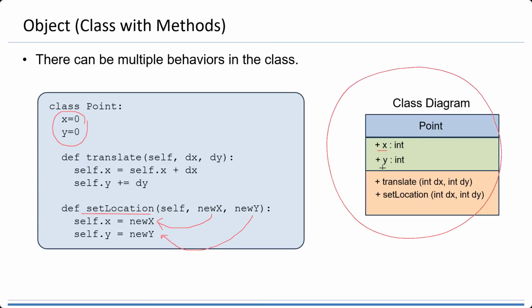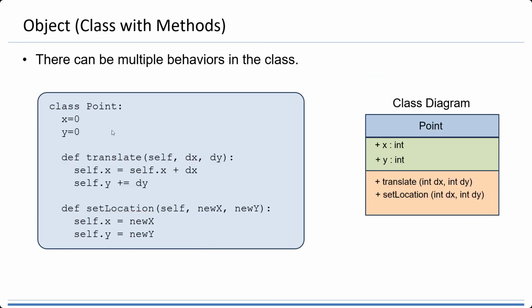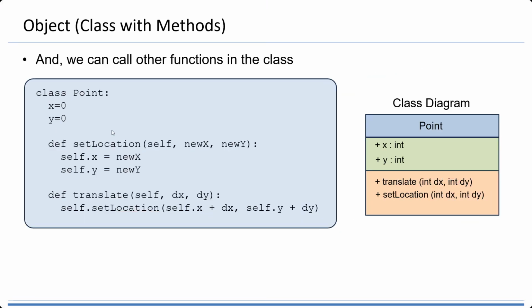The variables are x and y. Now we have the method translate, where there are two parameters, dx and dy, and those two are integer. Set location. So this is the name of the method, and we have two parameters, and this parameter is integer and integer. We can call other functions in the class.